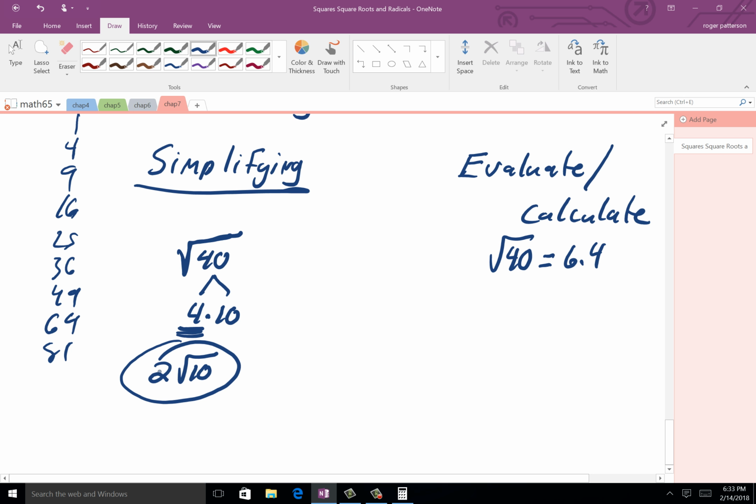So that looks a lot different than 6.4. And in a practical sense, 6.4 is going to be more useful in a real world situation. I mean, you're not going to go cut a board 2 square roots of 10, or measure something that's 2 square roots of 10. Doesn't make any sense. 6.4 does. But there are some situations where we want to have an exact answer.